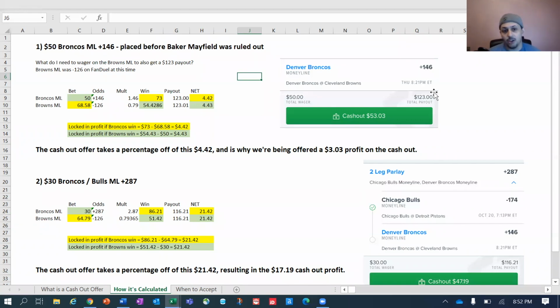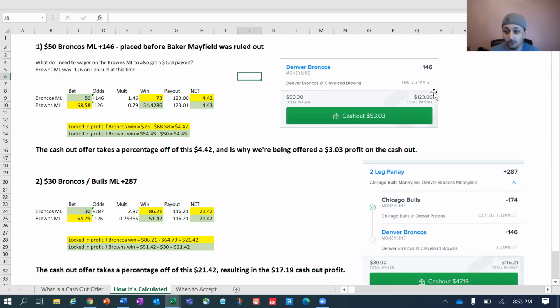Basically the way you figure that out, you try to get to that same payout. So it's the same logic as arbing, middling, all of that stuff. A $68.58 wager on the Browns money line, which when I did this, the Browns were going off at minus 126. So basically the $68.58 wager gets you to the same $123 payout, cent difference, but that's close enough for these purposes. So that would lock that in. You compare the $4.42 win to the $3.03 win, and obviously we'd rather the $4.42. I know that's a small scale, but just to easily explain how this is calculated.